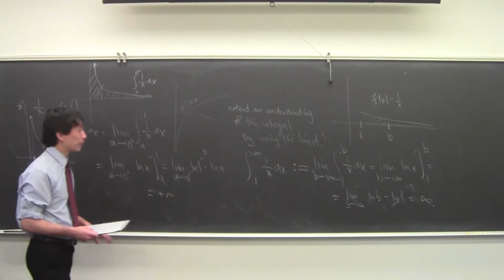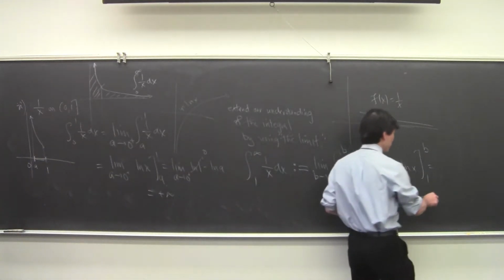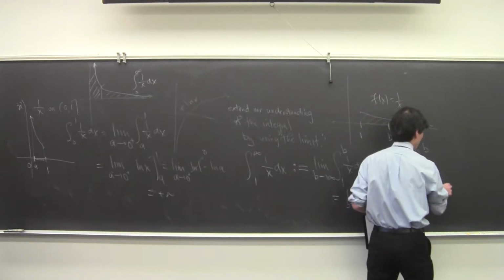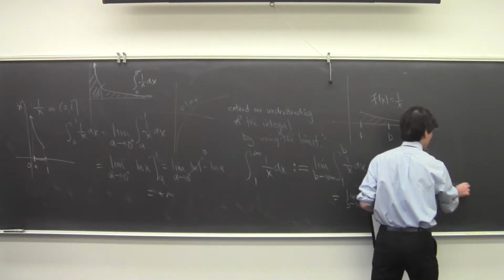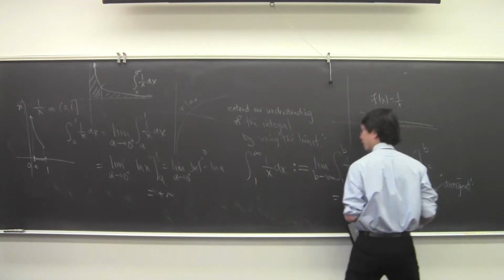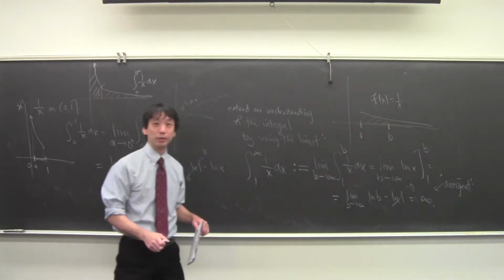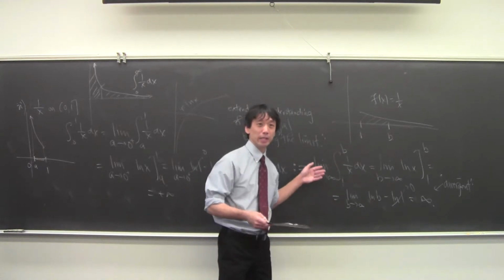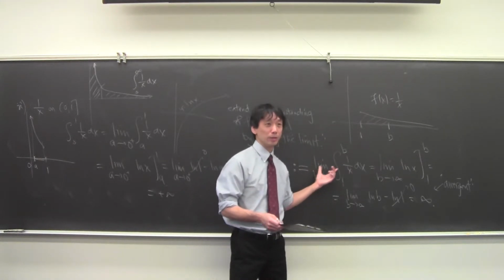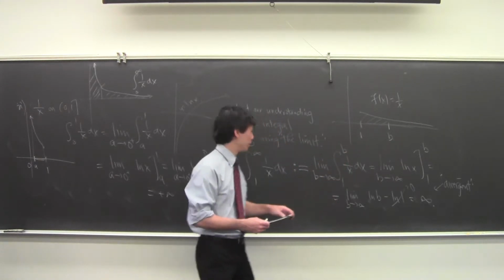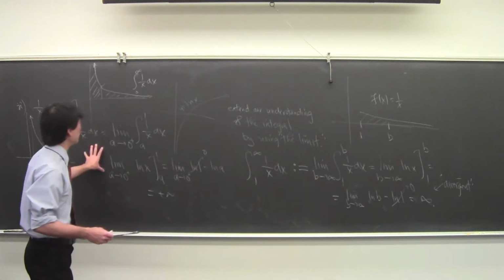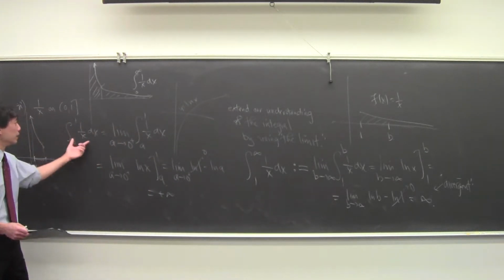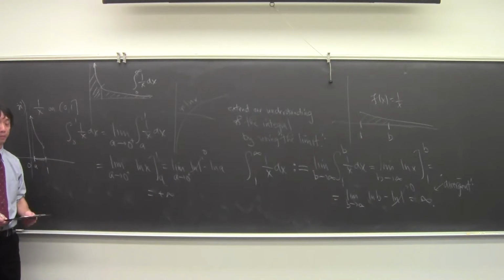I should say that whenever you get infinity, we say that the integral is divergent. It's a divergent integral, because it doesn't converge to any limit. The limit turns out to be infinite, not some finite number. So this integral is also divergent.